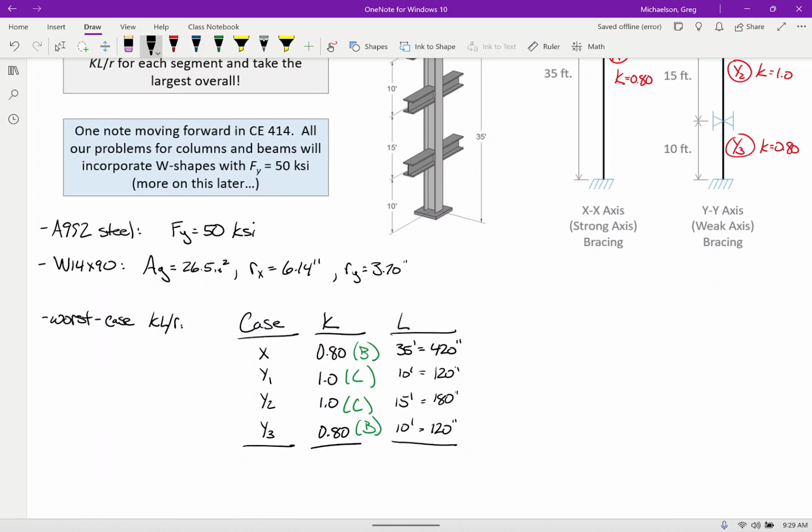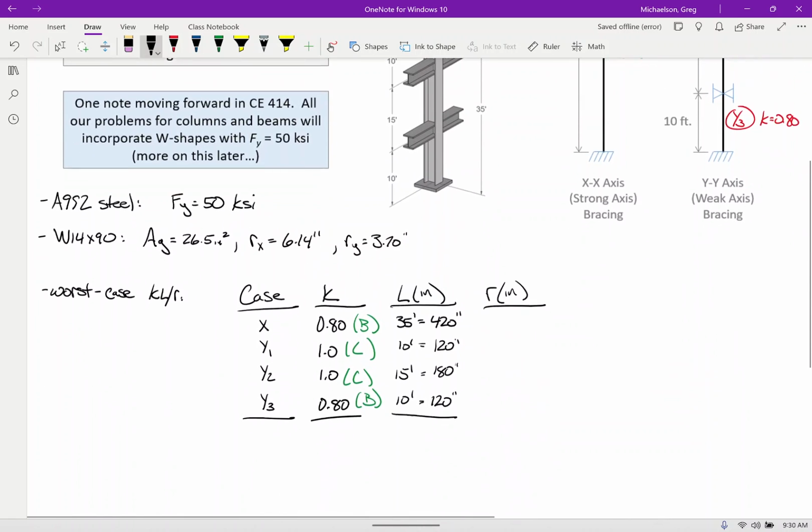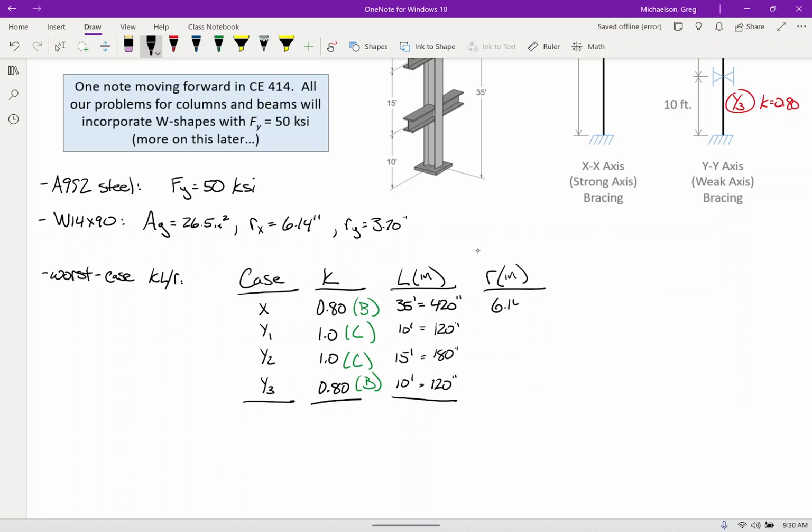Now my R values, so maybe we'll put in inches here. What's my R value going to be for case X? It's an x-axis, so 6.1. There you go. And what about the remaining ones? 3.7. There you go.